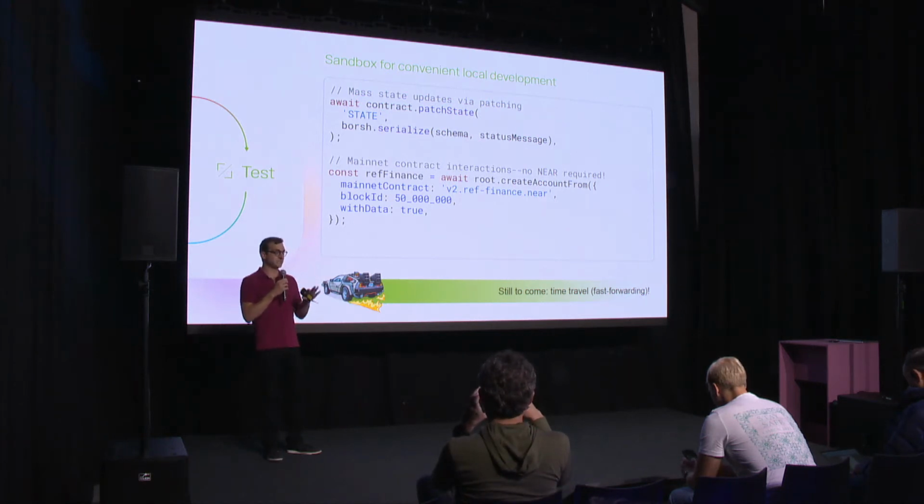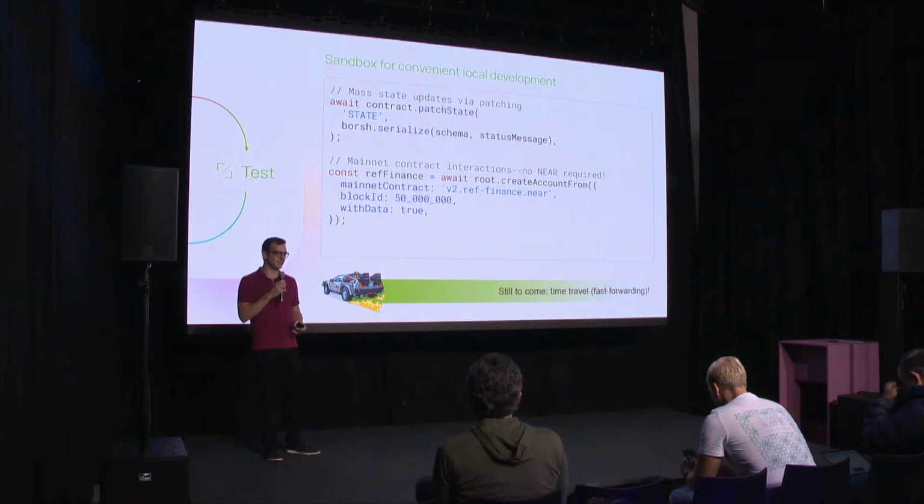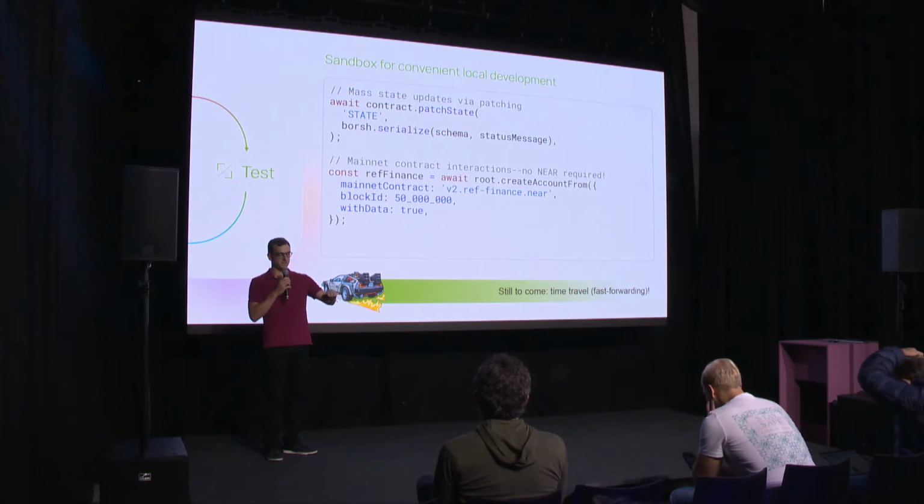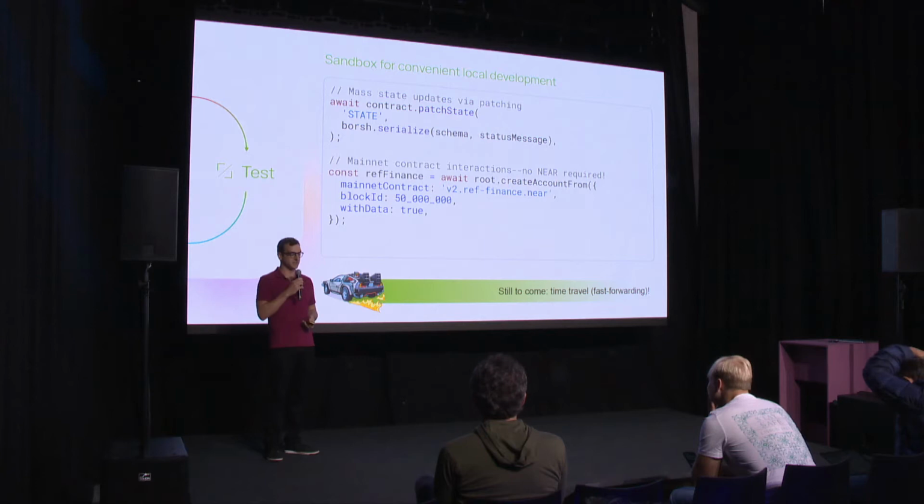Secondly here, this one is incredibly important. This is an example of spooning here. So you can see we've got Ref Finance, and we're grabbing it from mainnet. There's the account address there, block ID 50 million, and we do want the state data. So this is hugely important.